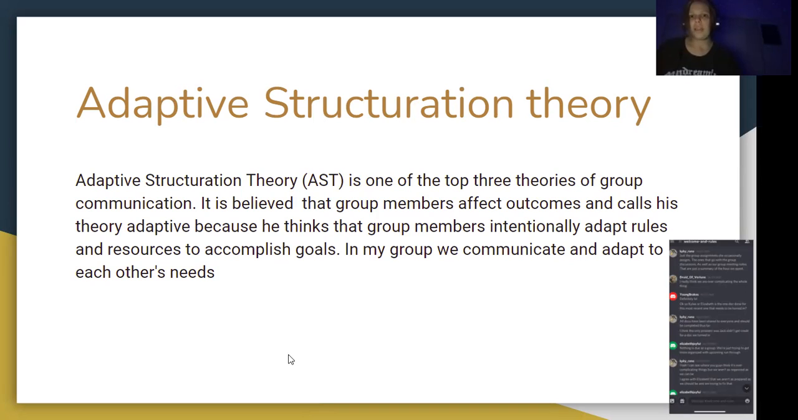In my group, we communicate to adapt to each other's needs. So for example, some of us have really busy schedules because either we're working or whatever's going on in our lives, while others do not. So we constantly work around each other's schedules to find the perfect meeting time that will work for all of us.